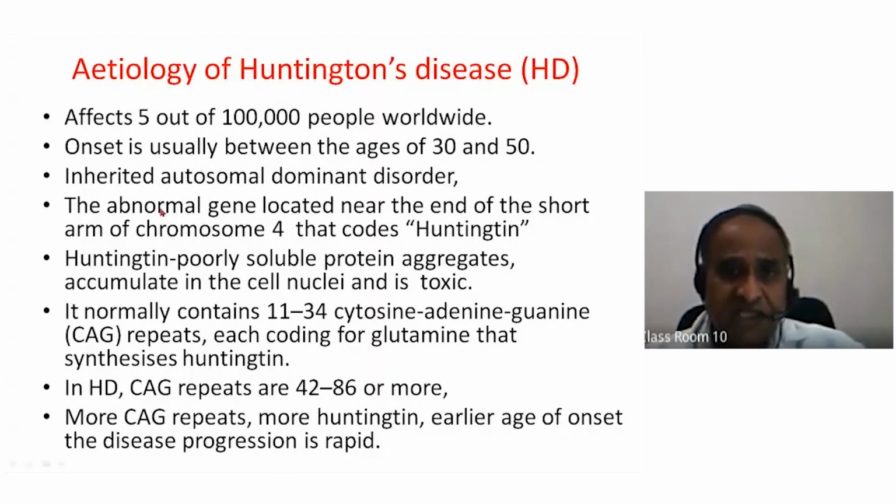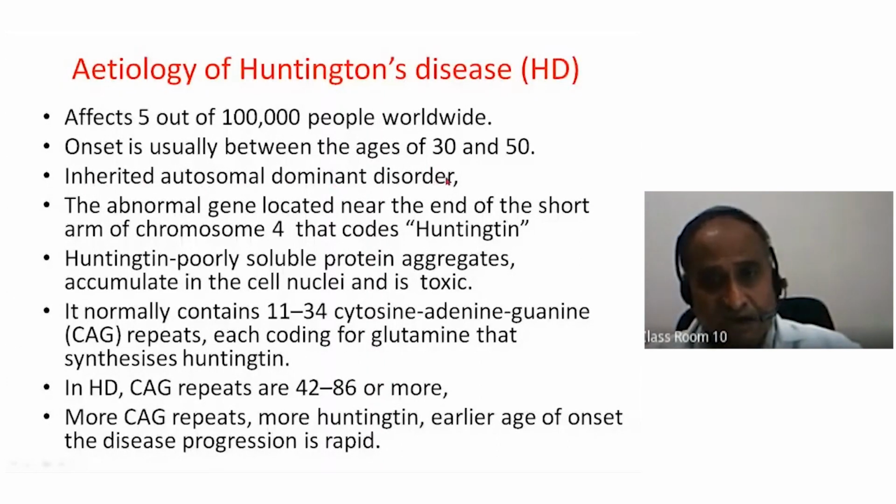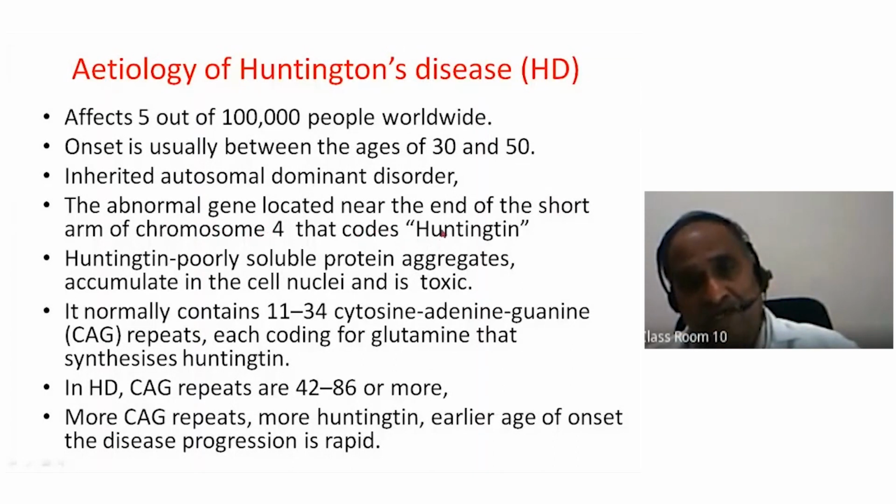This Huntington disease is an inherited autosomal dominant disorder. And this inherited autosomal dominant disorder is due to the abnormality in the gene located near the short end, or short arm, of chromosome 4. And this short arm of chromosome 4 codes for a protein known as huntingtin. So this protein is named huntingtin.